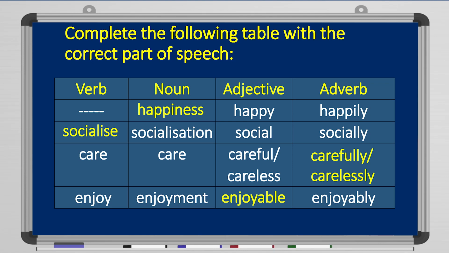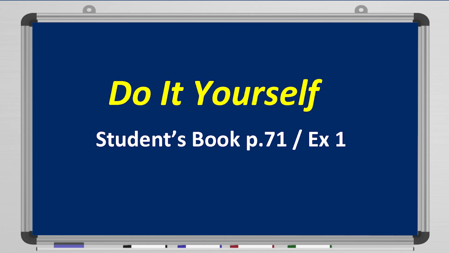The same thing goes with socialization. Socialize is the verb, socialization is the noun, social is the adjective, and socially is the adverb. All you need to know is just get familiar with them and keep going. Now, you have an exercise in your workbook. In your student's book, open it to page 71, attempt exercise 1, and then come back to check your answers.